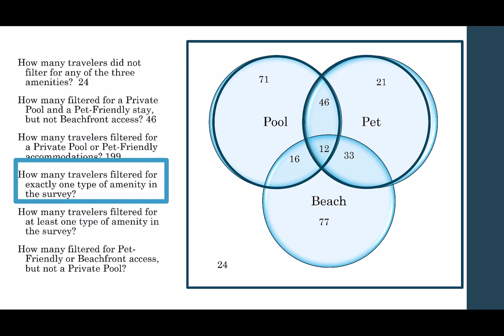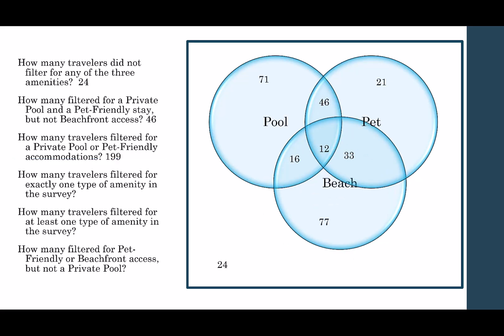Next, we're going to find how many travelers filtered for exactly one type of amenity in the survey. One type of amenity is found by adding 71, 21, and 77. This is a total of 169. Next, we want to know how many travelers filtered for at least one type of amenity in the survey. That means anybody in the pool, pet, or beach circles. The easiest way to find this number is to use the complement rule. We can subtract 300 minus 24, which gives us 276.